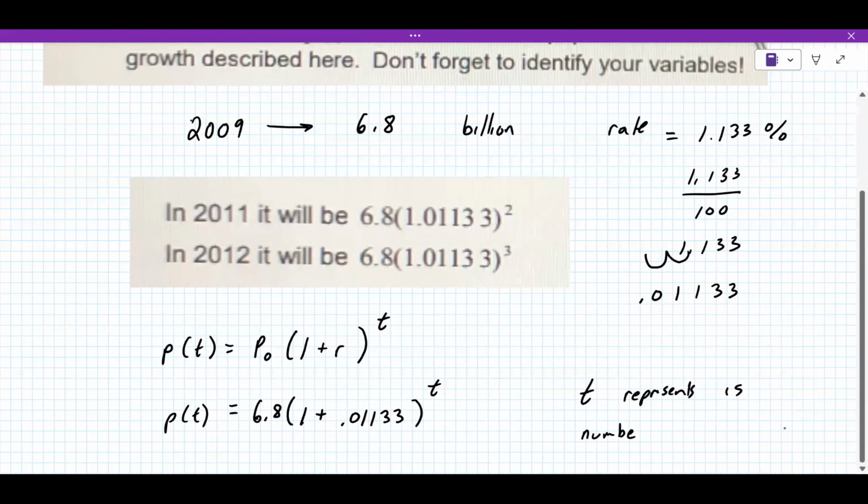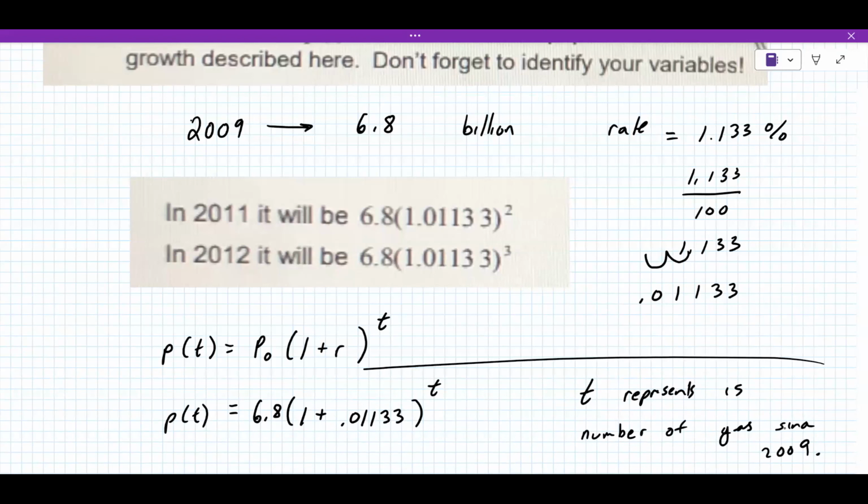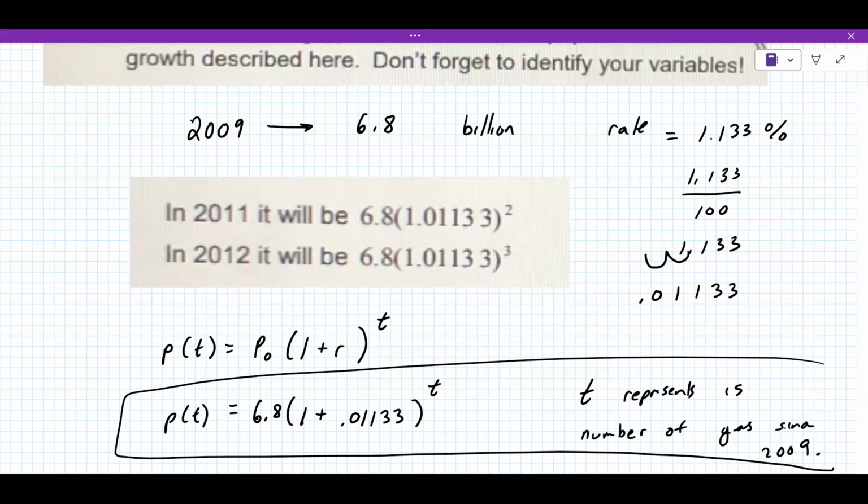Is that the answer to number 2? We'll get to that. The answer is yes, but let's finish with number 1. Number of years since 2009. So for number 1, your teacher is looking for something like this with some amount of work that represents something that kind of says, okay, I got it.